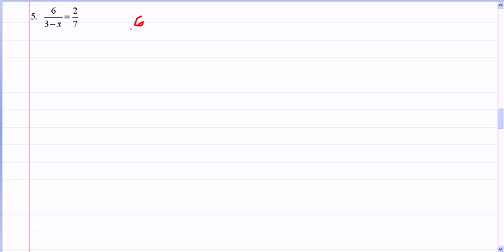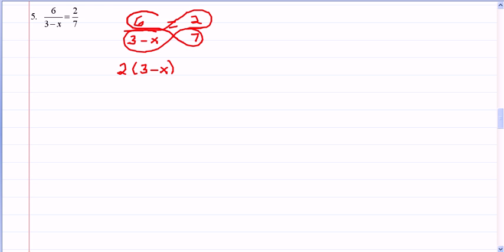For number 5, 6 over 3 minus x equals 2 over 7. So I start with this product, because this one has the x, and I take 2 parentheses 3 minus x, and then I take this product of 6 and 7, and I place an equal sign in between the two products, and I solve the equation.